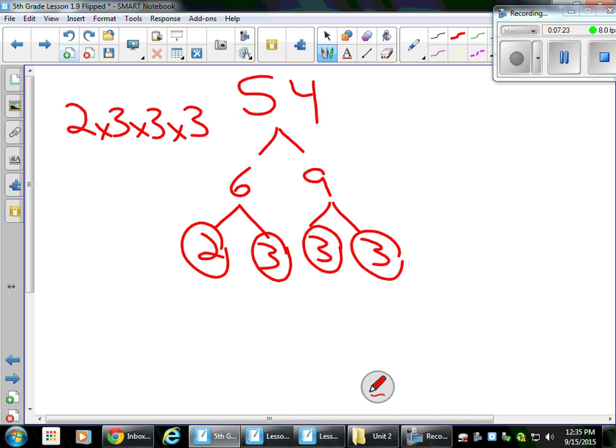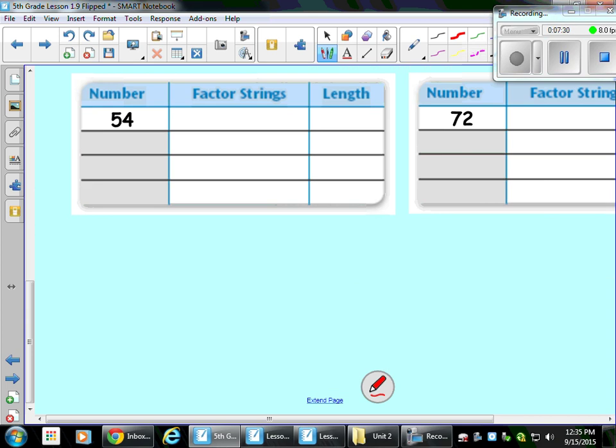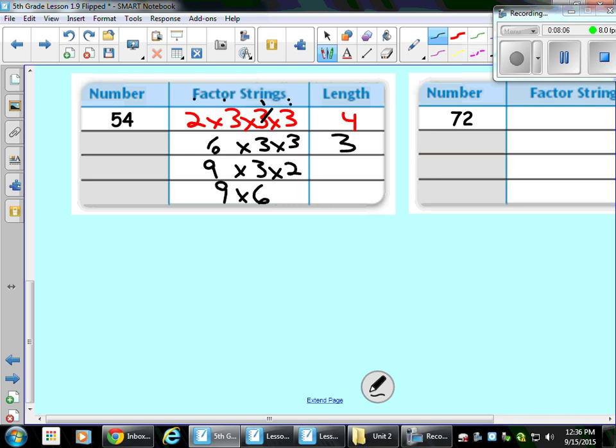There's my factor string. So I'm going to jump back to this page because it's going to look most like your assignment. So 2 times 3 times 3 times 3. It's 4 numbers long. Change colors here so you can follow along. I can go 2 times 3 is 6 times 3 times 3. That's one way of doing this. What if I did 3 times 3? 3 times 3 equals 9, not 3. If I did 3 times 3, so if I took these two numbers out, I have 9 times 3 times 2. And then the last one, I need to put the basic one, 9 times 6. Count the factor, or the length.